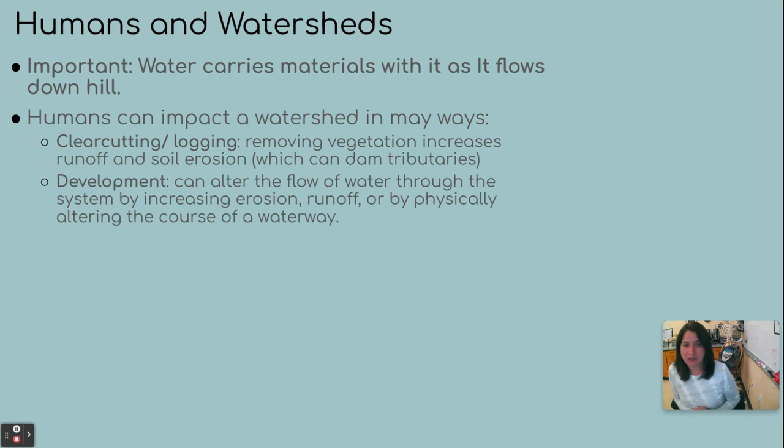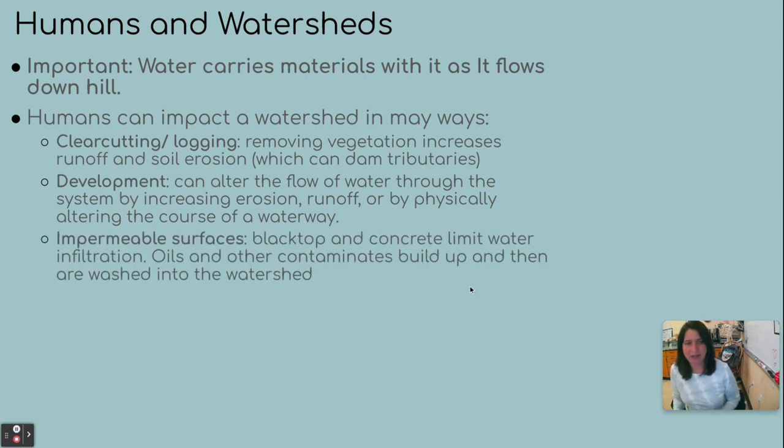Development can alter the flow of water through a system by increasing erosion, like through construction runoff, or by physically altering the course of a waterway. And this happens a lot, especially with housing developments. You don't want them to be flooded or have problems with streams running through, so they tend to be contained, right? We put a lot of things into gutters and culverts, and so we really alter the flow of all water that runs through a developed area.